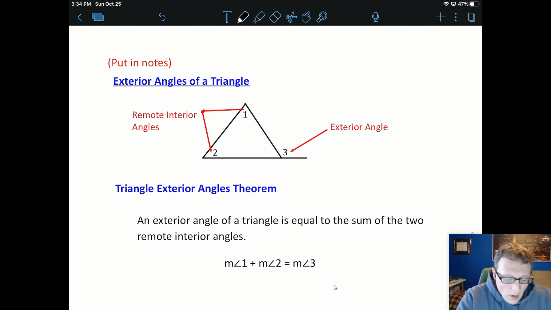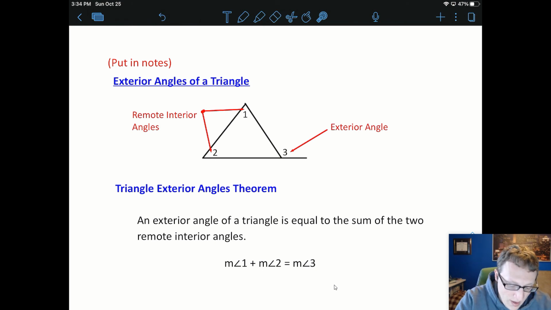So when you have a triangle and you extend a side, so in this case I've extended this side here, right? I've made it a little bit longer. Anytime you extend a side of a triangle, you create an exterior angle. An exterior angle is just what it sounds like. It's an angle on the exterior of a shape. It doesn't have to be a triangle necessarily.